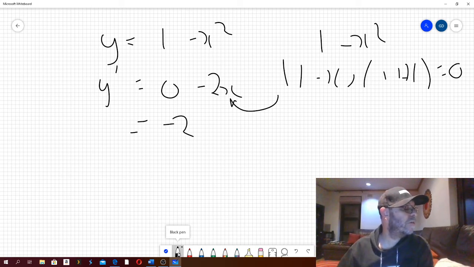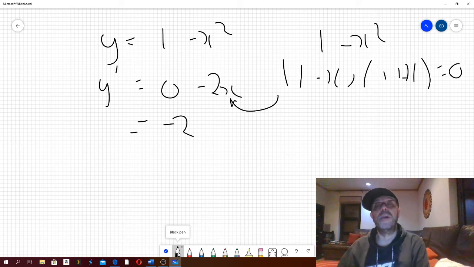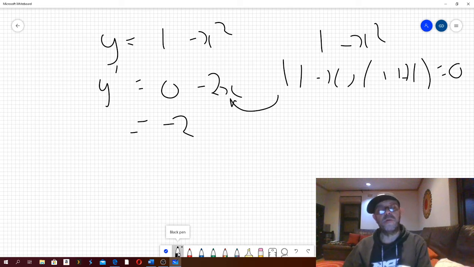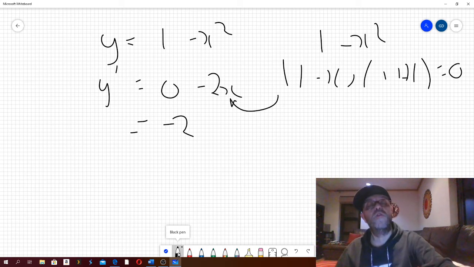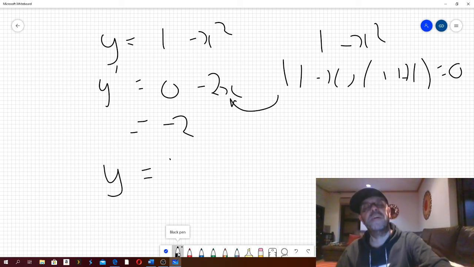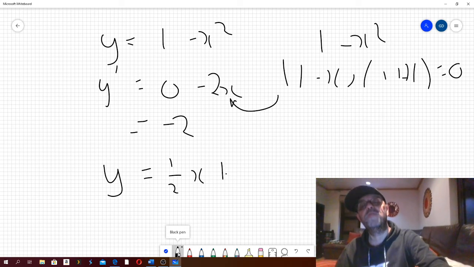Okay, so now we know that the gradient of the tangent would be minus 2, but then what would the equation of the normal be? Remember, a normal, 90 degrees to a gradient of minus 2, would be a gradient of a half, because the product has to be minus 1. So we know that our normal has a gradient of a half. The equation of that normal would have to be this.